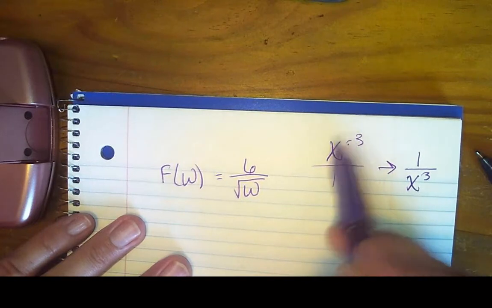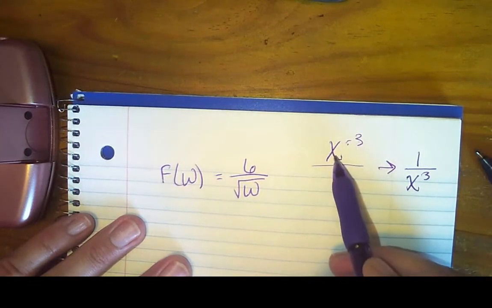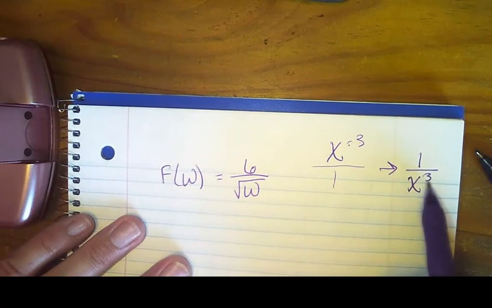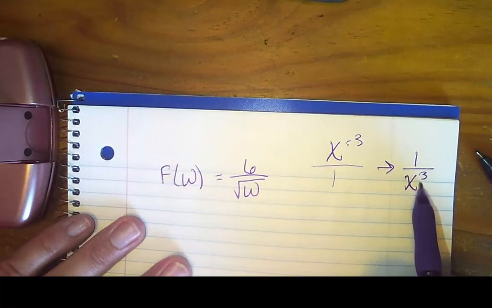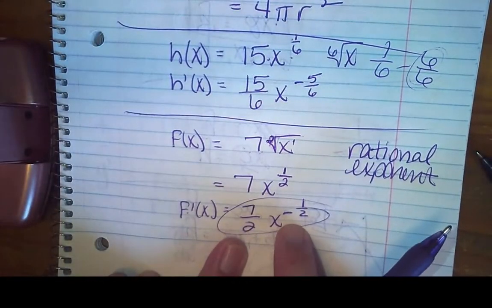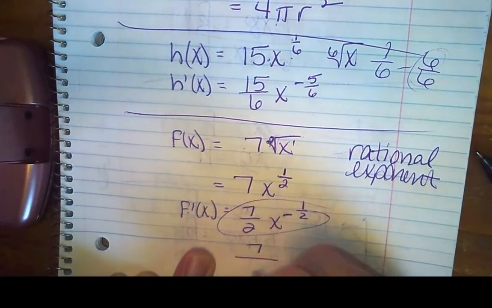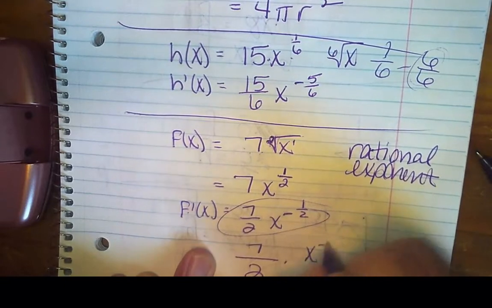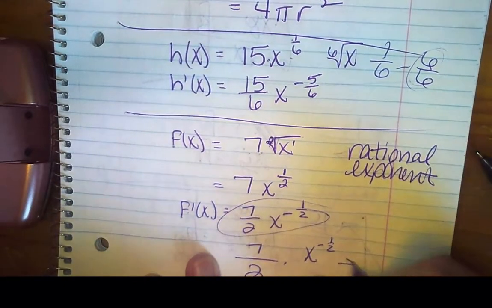So this negative is on the x in the numerator. It actually belongs on the x in the denominator. Okay, so that's what that means. So go back to this one. If I wanted you to rewrite it, I could have said, well, I've got a 7 over a 2 next to an x to the negative 1/2.